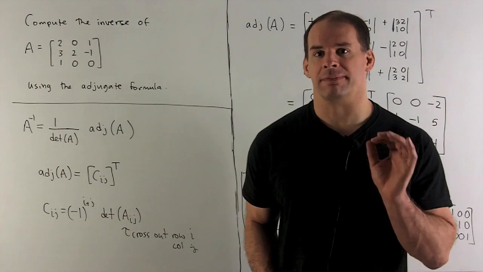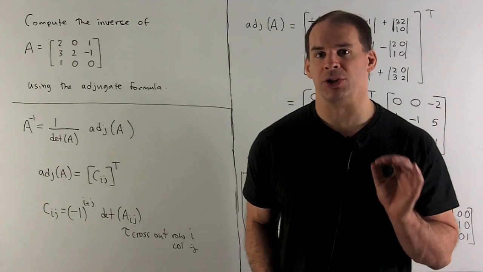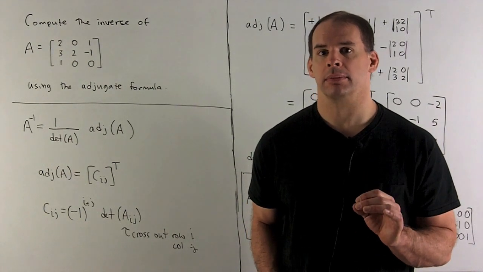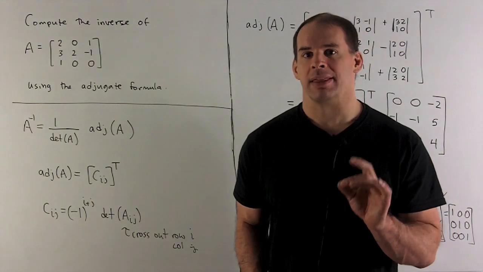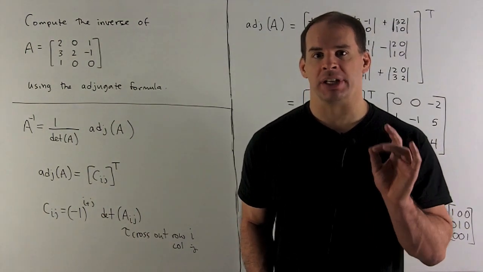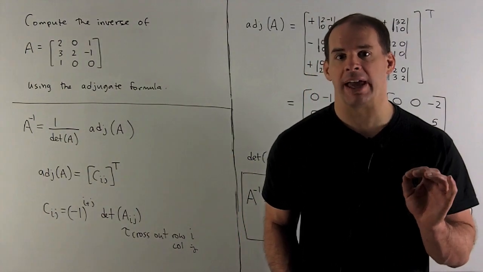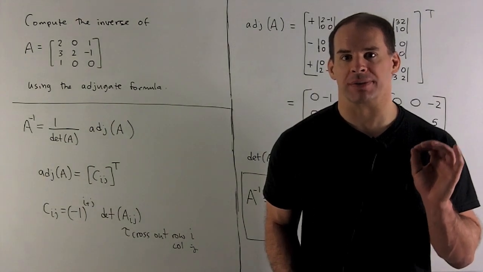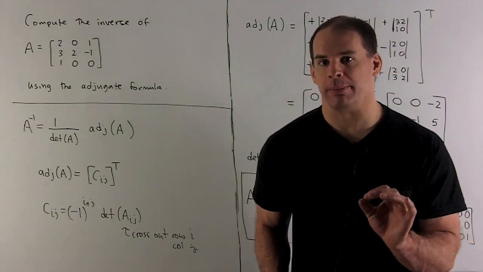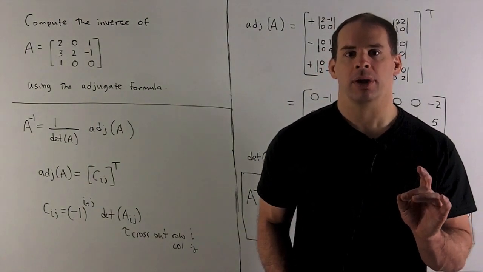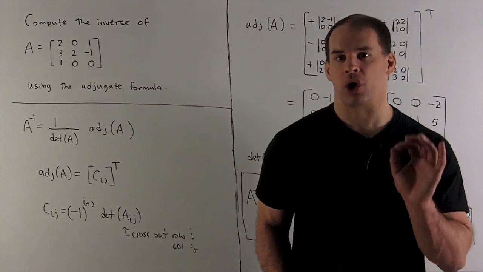Find the inverse of the following 3x3 matrix A by using the adjugate formula. The adjugate formula is given by A inverse equals 1 over the determinant of A times the adjugate matrix of A. The adjugate matrix of A is equal to the matrix of cofactors transpose.